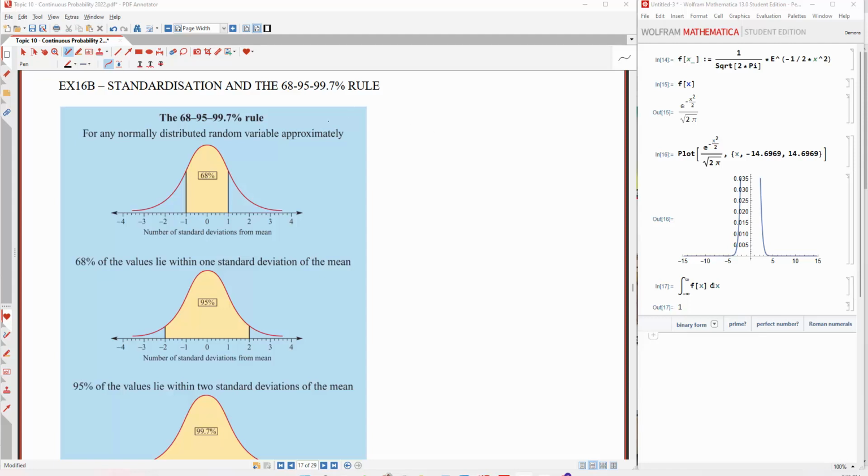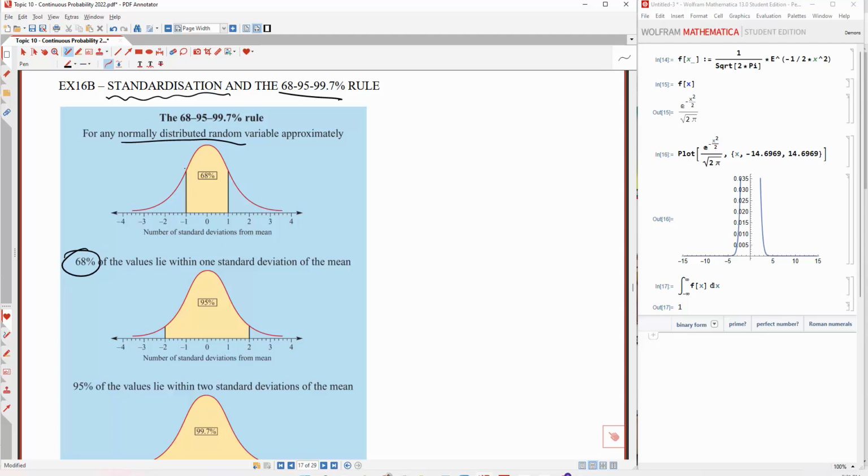In this part of the lesson, we'll look at standardizing, which is what's going to happen to your VCE scores at the end of the year, and the 68, 95, 99.7 rule. So for any normally distributed random variable, approximately 68% of the values lie within one standard deviation of the mean.